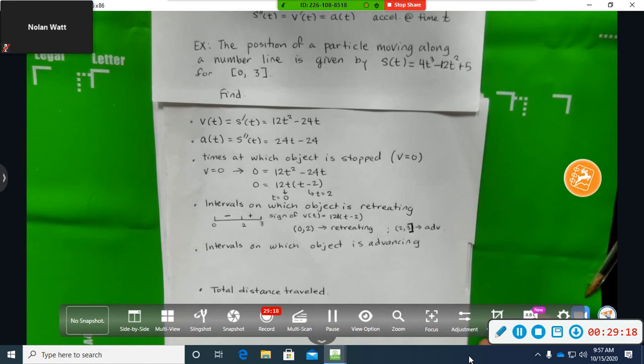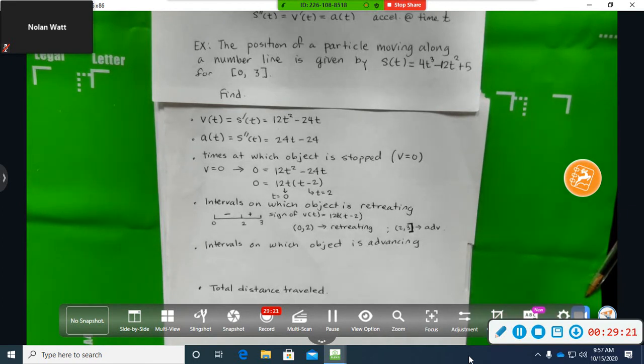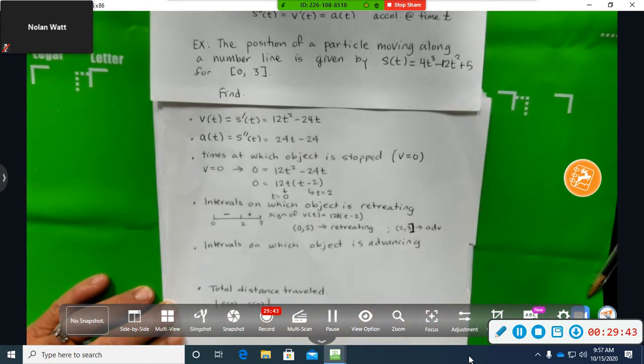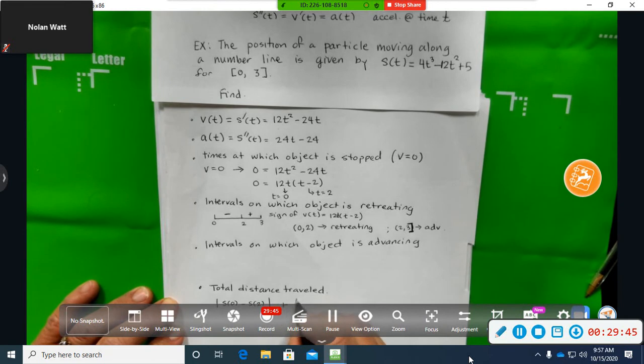All right, now let's get the total distance traveled. So it does something between 0 and 2, it's retreating, and then between 2 and 3, it's advancing. So let's find the distance that it travels in each of those time intervals. So we need the difference between s of 0 and s of 2, that's where it's retreating. And then add to it the difference between s of 2 and s of the endpoint, which is 3. I put them in absolute value bars because I don't know which one's bigger.